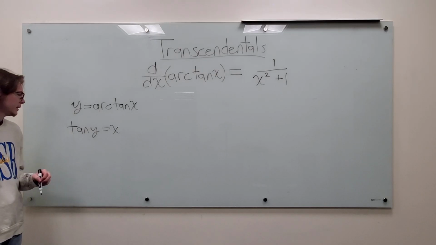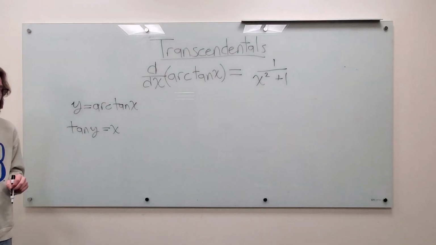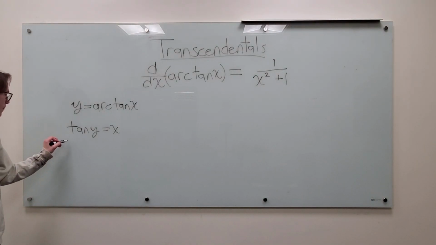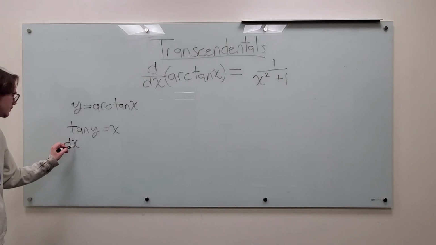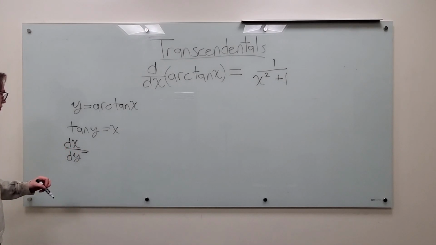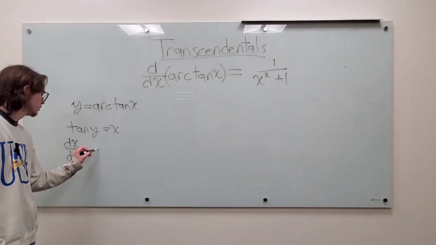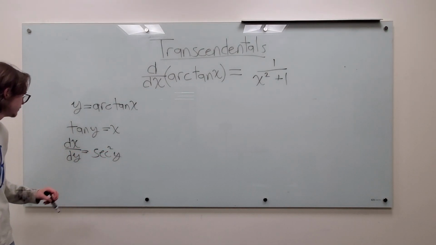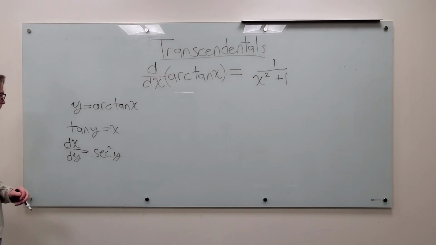What if we try and derive this with respect to y, right? If we say dx dy, what is that going to be equal to? Well, the derivative of tangent is, of course, secant squared. So secant squared of y is dx dy.